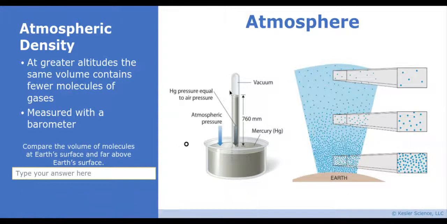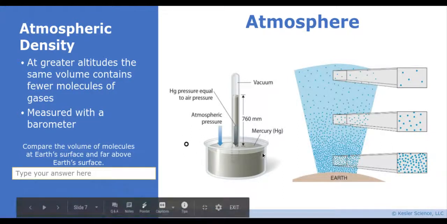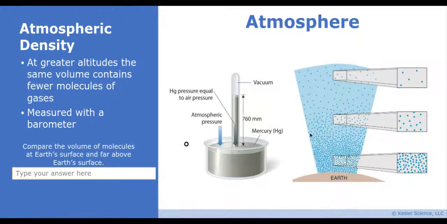And this density is measured by a barometer, which is over here, which uses mercury and pressure to gauge how much pressure is being put on these different layers of our atmosphere.